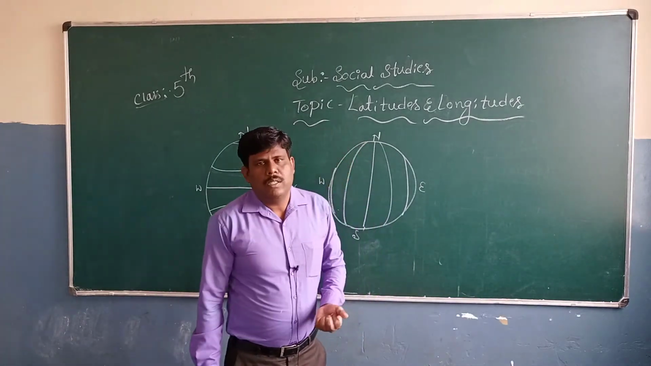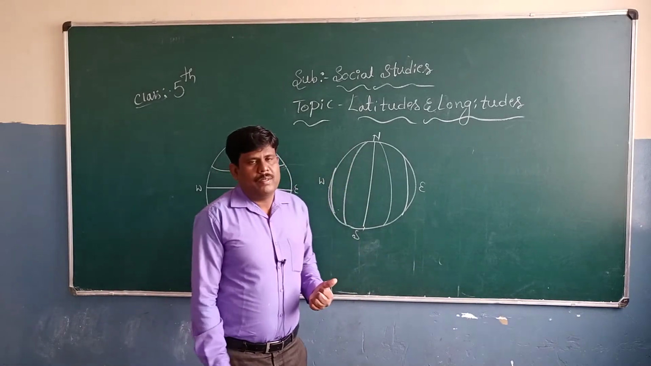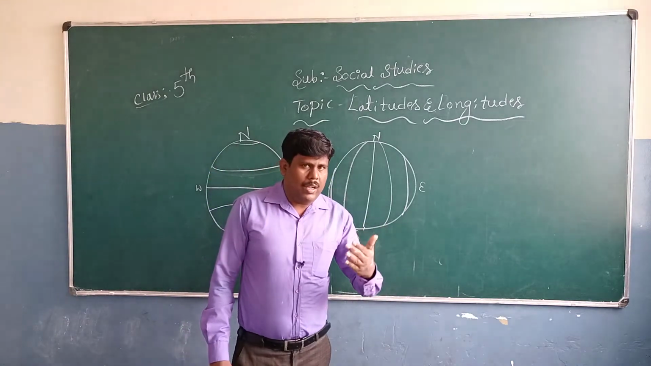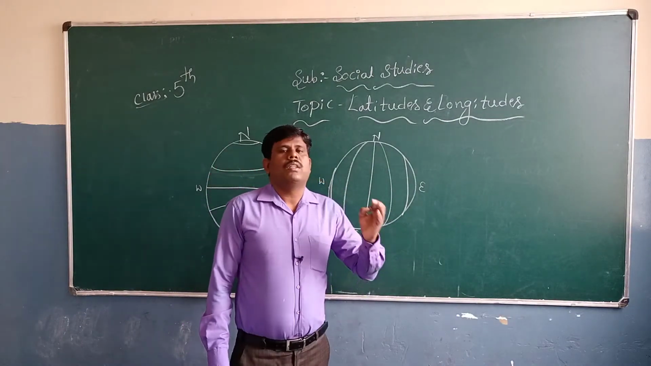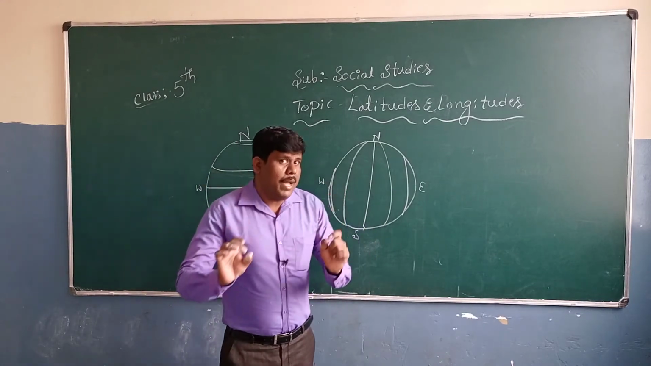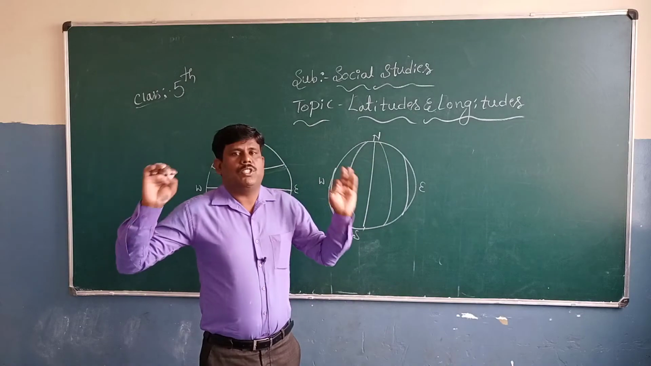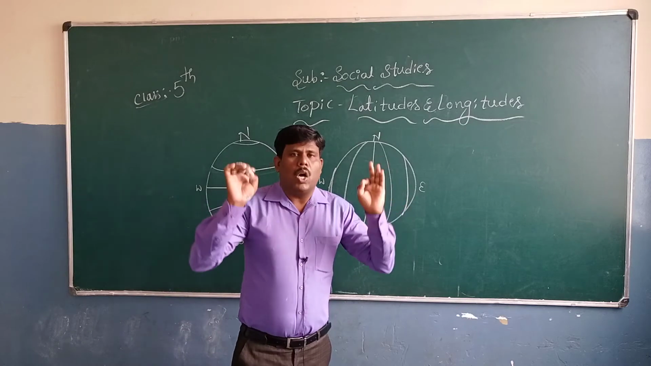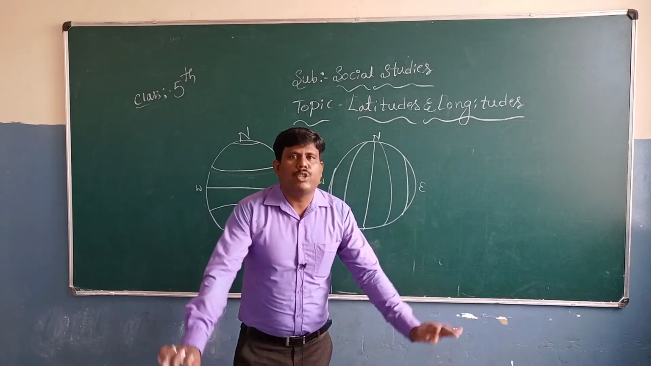international geographers created imaginary lines, horizontal and vertical lines on globe and map, called latitudes and longitudes. See, the imaginary horizontal and vertical lines which are drawn on globe and map are called latitudes and longitudes.